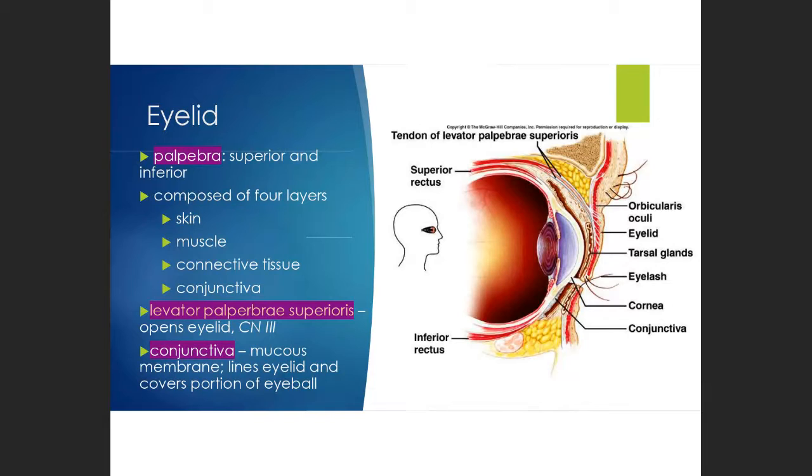The palpebra is composed of 4 layers. Outermost is the skin. There is muscle, skeletal muscle actually, and then there is connective tissue, and in contact with the eyeball itself is conjunctiva.